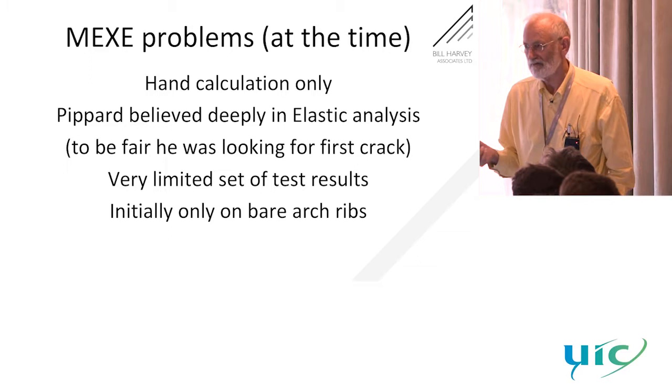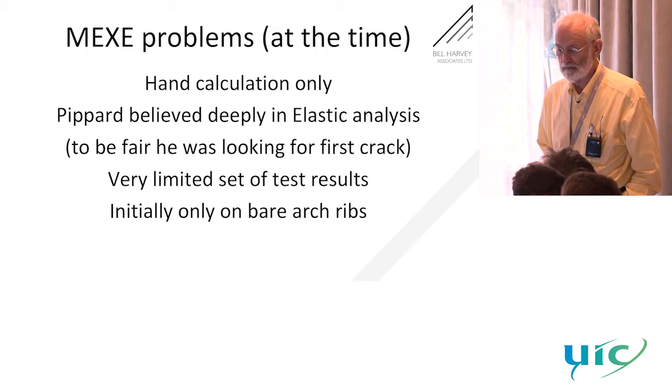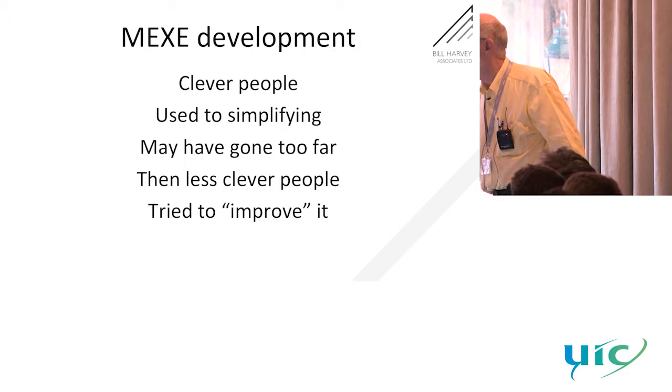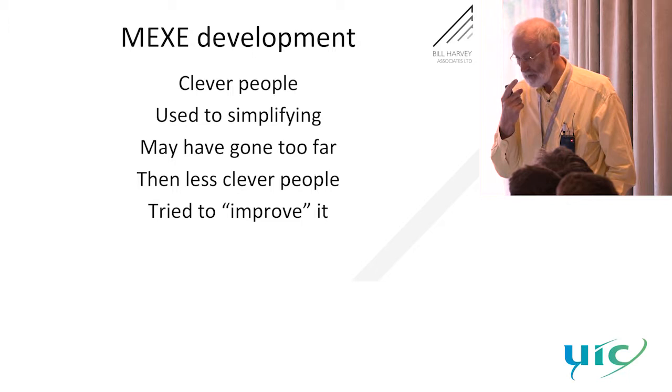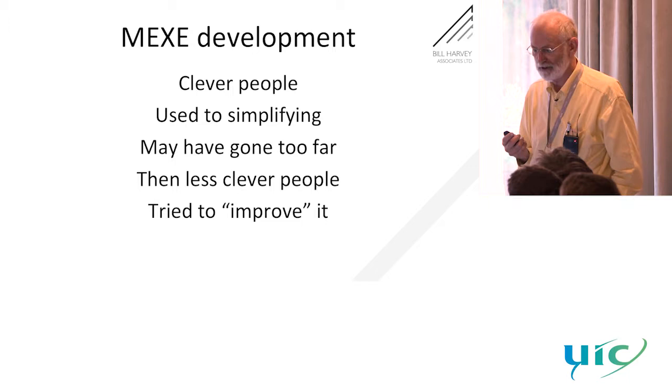He had a very limited set of test results, and he worked on the basis of a bare arch. Not quite a bare arch, but we'll come back to that in a minute. They were clever people, without a doubt. Engineers in those days were clever, and they were very good at simplifying things until they could deal with them, and then dealing with the consequences of the simplification. And one of the skills that we've lost as it becomes easier to calculate is the skill to think about what are the implications of the simplification we've made. I think he may have gone too far. I suspect he thought he may have gone too far. But people who were in one way or another less clever have tried to improve it since, and there's some real trouble there.